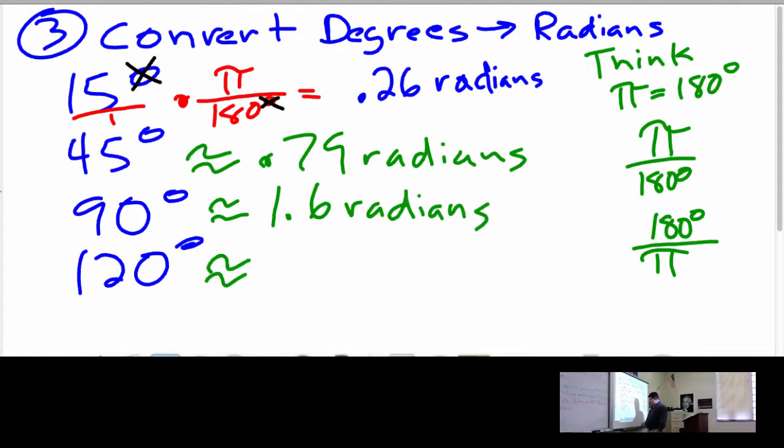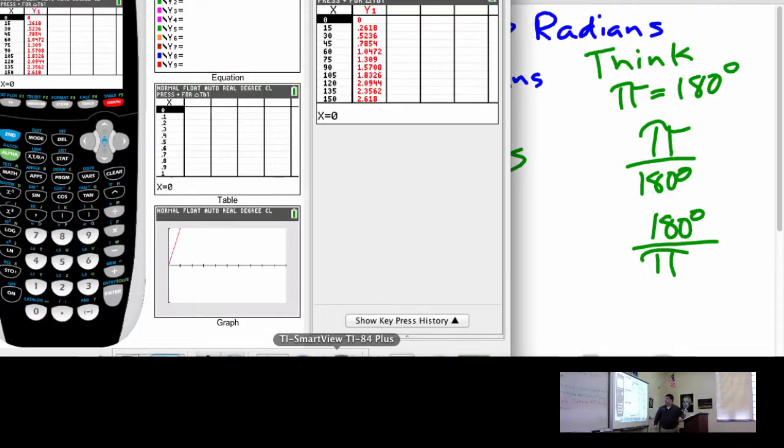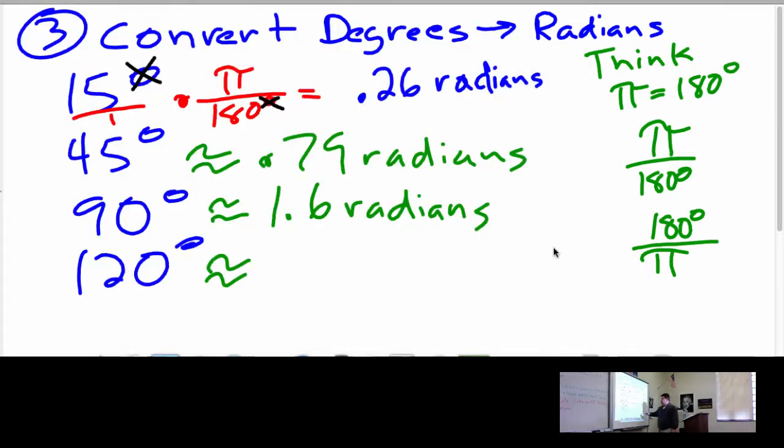And then for 120, I'm going to come down here. I'm going kind of fast. All right. So what did I round that to? Two significant figures. Right now, the more precise value is 2.09. What would be two significant figures? 2.1. Okay? So this would be 2.1. Any questions on that, you guys?